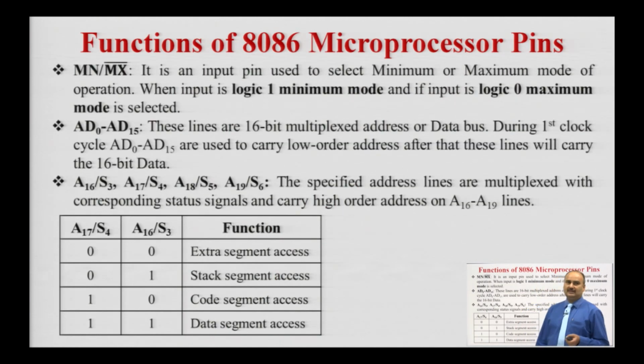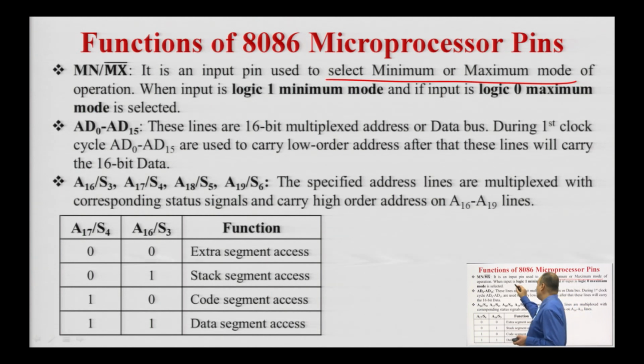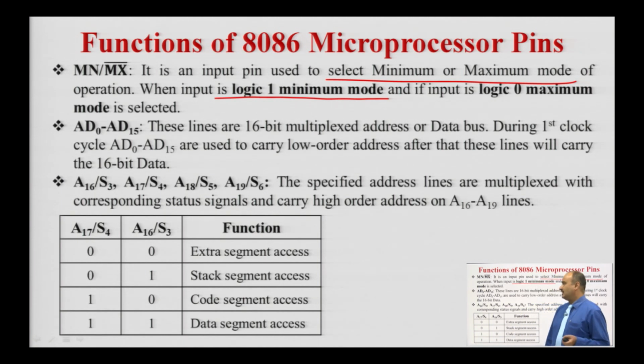First, the minimum or maximum mode of operation is selected with the help of the MN/MX pin. It is an input pin used to select the minimum and maximum mode of operation. When the input is logic 1, that is when this pin is connected to VCC, the minimum mode of operation is selected, and when the pin is connected to ground, the maximum mode of operation is selected. This is the use of this pin.